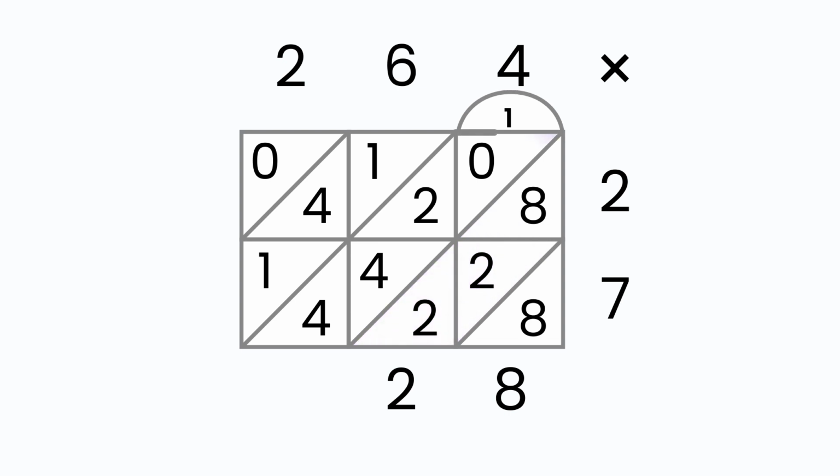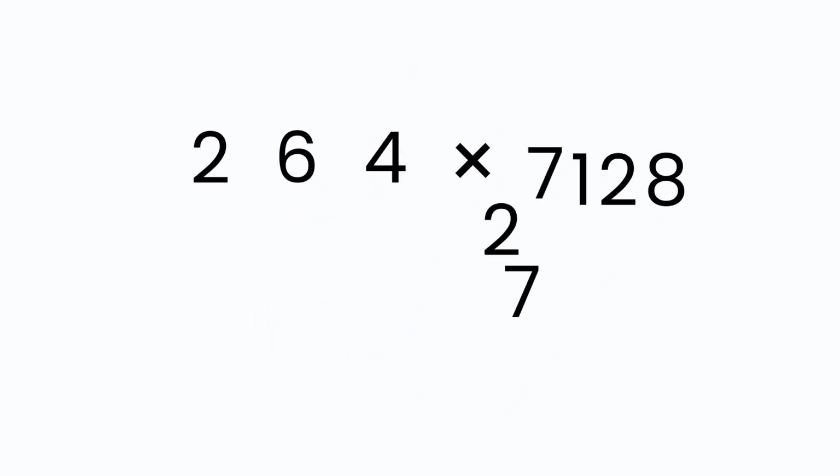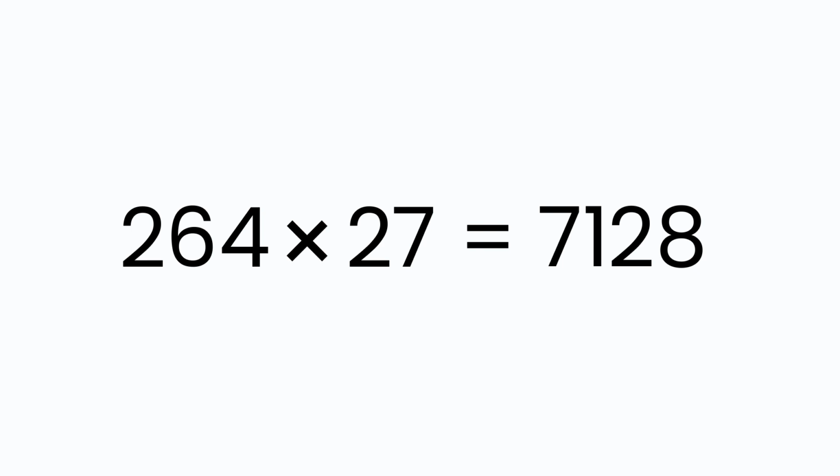This gives 1 plus 0 plus 2 plus 4 plus 4, which is 11. The next diagonal is the 1 you carried, plus 1, plus 4, plus 1, which is 7. The last diagonal is just 0, so you don't need to include that. The digits on the left side and under the lattice are the digits in the final answer, which are 7, 1, 2, 8. So 264 times 27 equals 7,128.